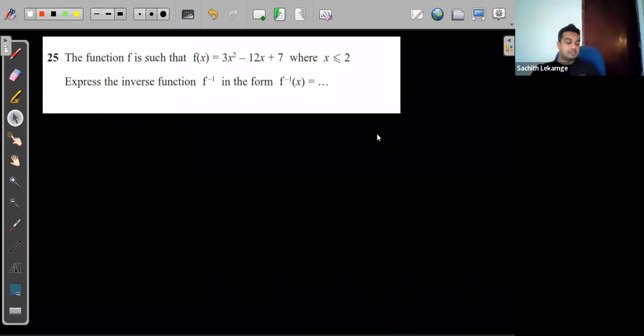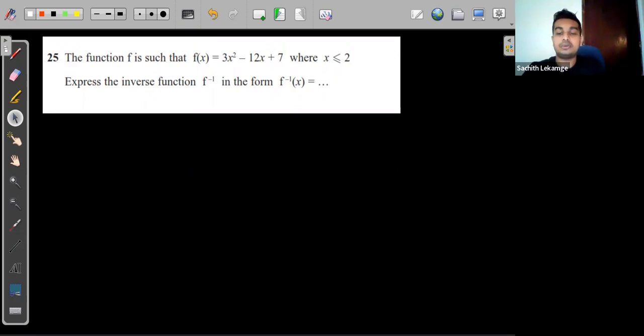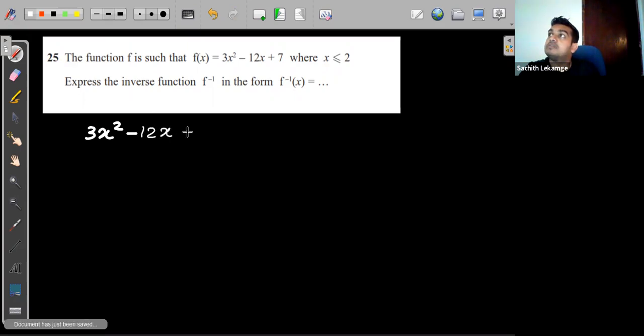Okay, so what do we need to do? When you convert into an inverse function, especially a quadratic function, you can all see x is there in 3x squared minus 12x plus 7. This is f(x). Now how can you make x the subject when you have x in two places with two different powers? We know we can't make it the subject. So what do we need to do? Complete the square. Completing the square will give you just one x, then we can make it the subject, right? So I'm going for completing the square.